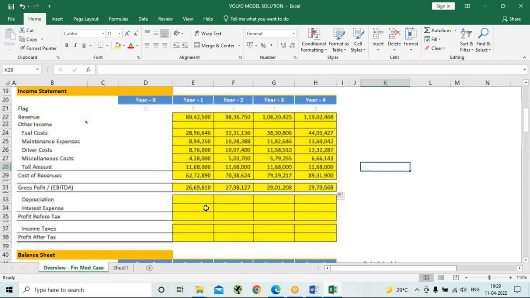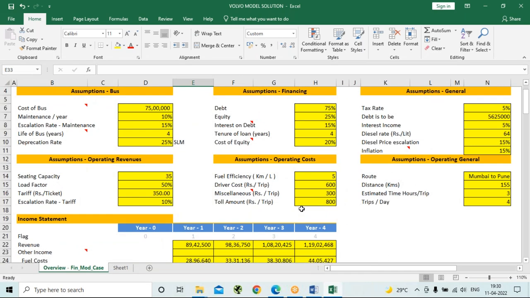So the next thing is the depreciation value. So how do we calculate the depreciation value? Can anyone let me know how we calculate the depreciation value? You can refer to the table also and let me know. Can anyone try to calculate the depreciation rate?